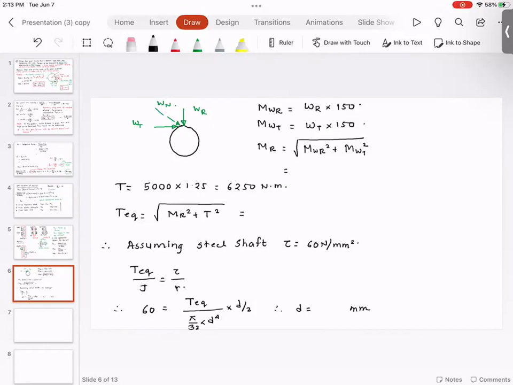A moment, W R, if this is given in Newtons, then here it's going to give you Newton millimeter, because the 150 is in millimeters. The only problem here is, if you look at this torque, this is in Newton meter, so this needs to be multiplied by 10 to the power 3.